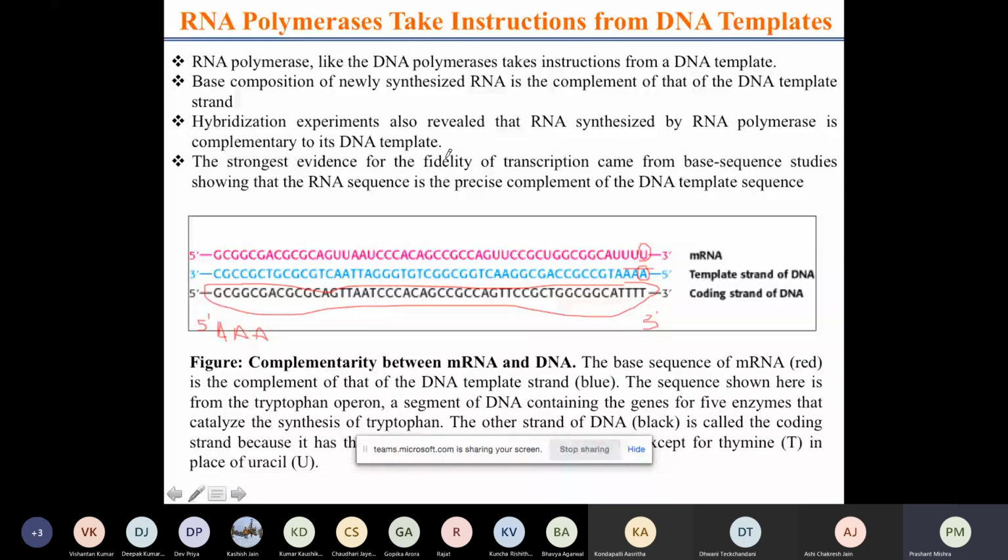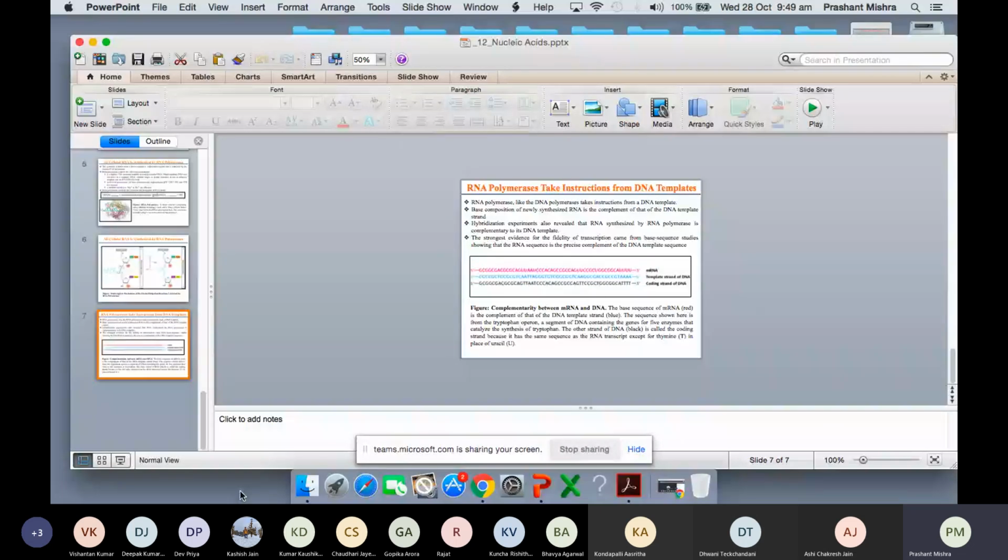So here, RNA polymerase takes instruction from the DNA template. This DNA template gives you what kind of mRNA is synthesized, and this mRNA will give you what kind of protein should be synthesized. So this way, we have discussed all the details about the nucleic acid.